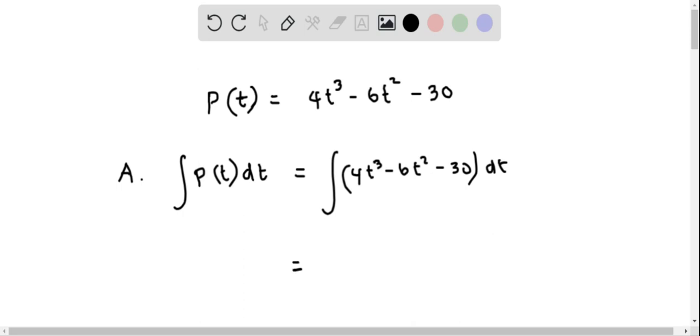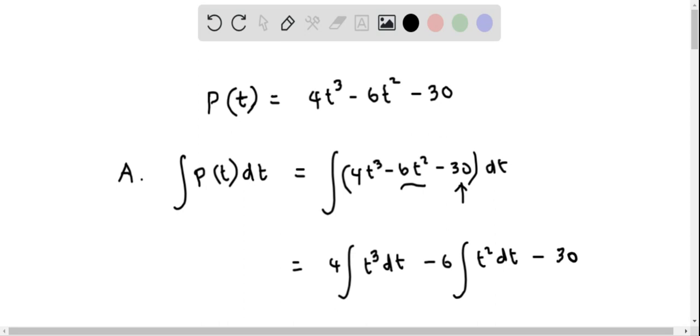That is, the first one is the integral of 4t cubed. I factor out the 4 and then write this as the integral of t cubed dt. Then in the second term we have negative 6t squared, so we can factor out the negative 6 and then write this as the integral of t squared dt. And finally, in the last term we have negative 30 dt, so we factor out the negative 30 and then write this as the integral of 1 dt.